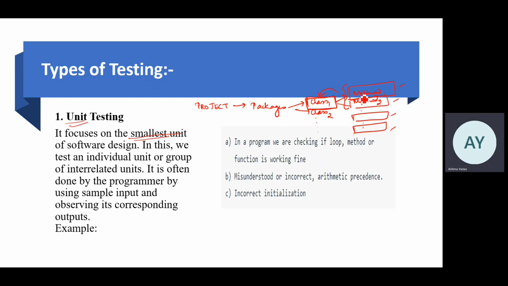This was the same bottom to up approach, top to down approach, which we have also discussed in the previous lectures. So this is an example of unit testing. Method 1, method 2, 3, 4. We are testing an individual method inside the class.